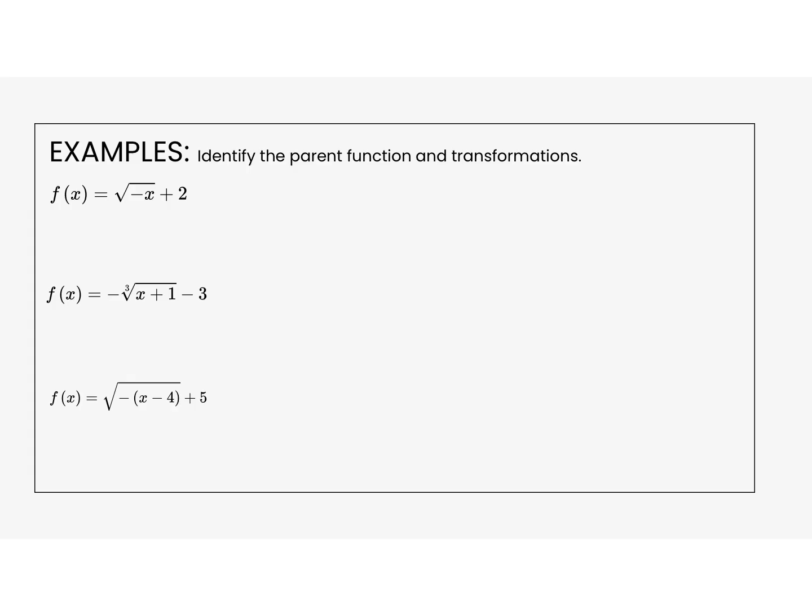So we're going to start just like we did before, where we're just going to identify the parent function and the transformations. So my parent function is the square root of x, which looks like this. My transformations would be up 2, first of all, and then see how I have a negative x underneath the radical? So that's going to be a y-axis reflection. So if I think about taking my parent function and flipping it over the y-axis, instead of off to the right, it's going to go off to the left like that.